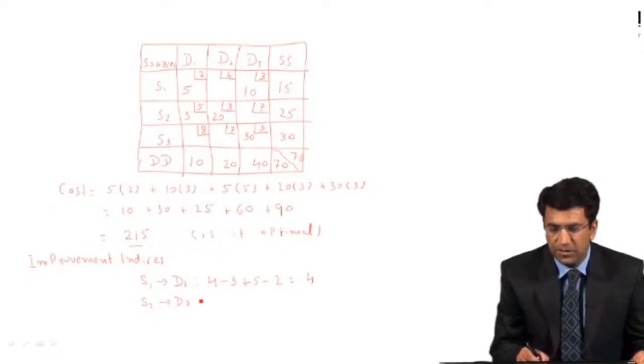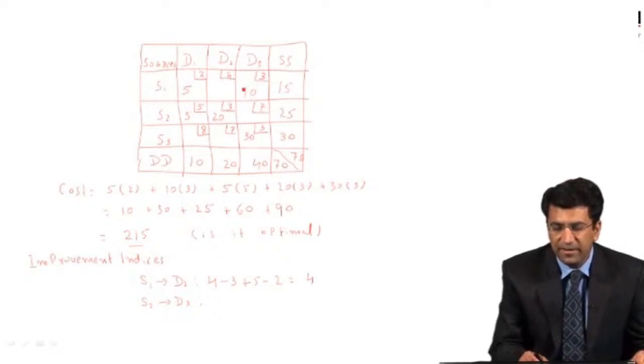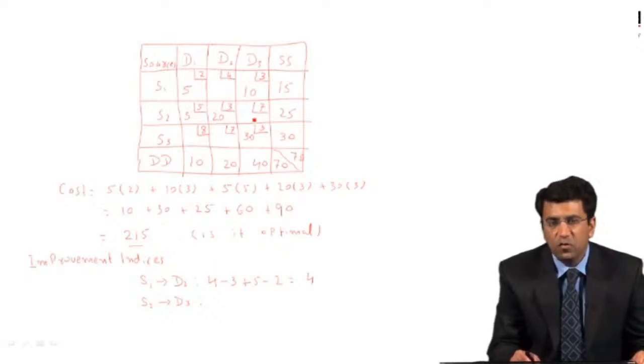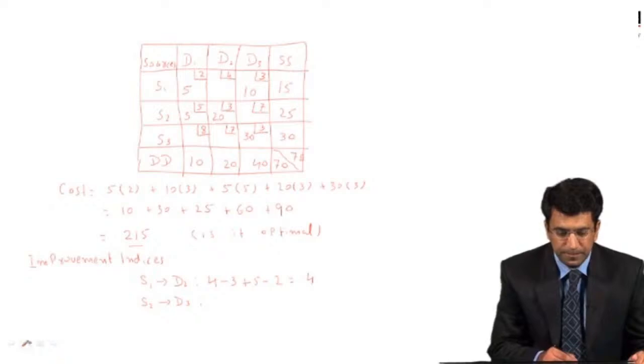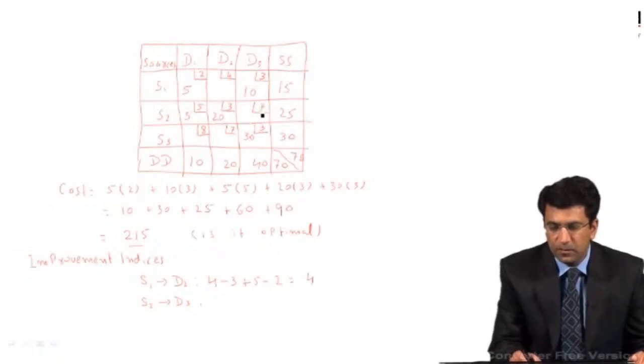S2 to D3. So class, if we add any unit here, we can subtract here, again we can add here, and we can subtract here. We cannot go below, because in this particular row all the other cells are empty, so we always try to avoid these empty cells being included in a particular loop. So we will add here, and this will be the loop.